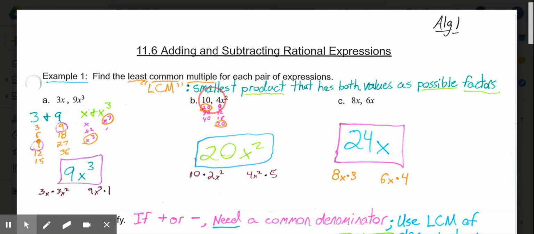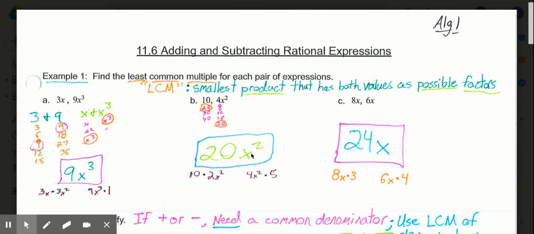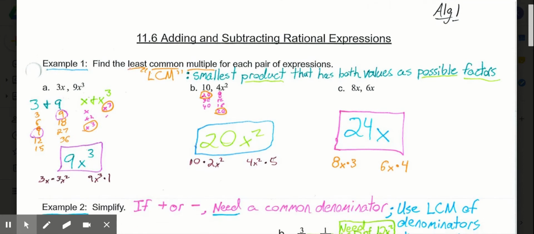And then, because the 10 doesn't have any variable, we just take the variable piece from the other factor, being x squared, and attach that to our answer. So 20x squared is our least common multiple. We get that by taking the 10, multiplying it by 2x squared, and taking the 4x squared times 5. So both of our original values, 4x squared and 10, are factors of this product.